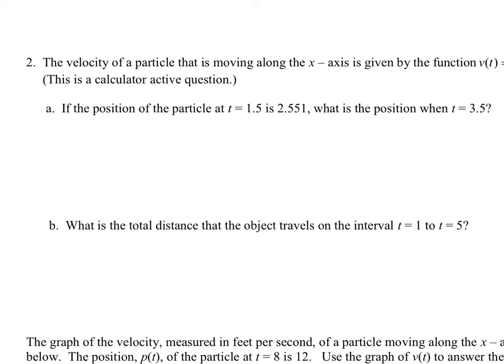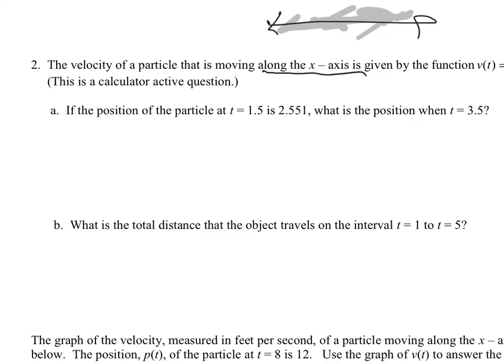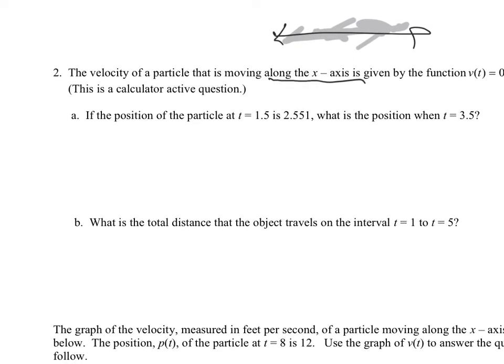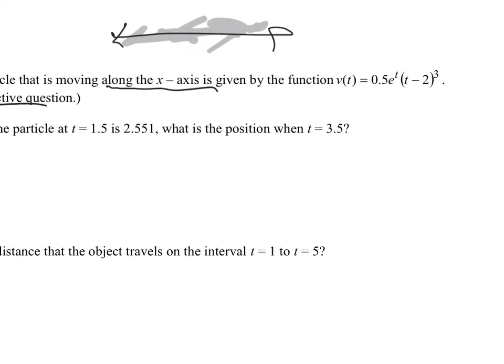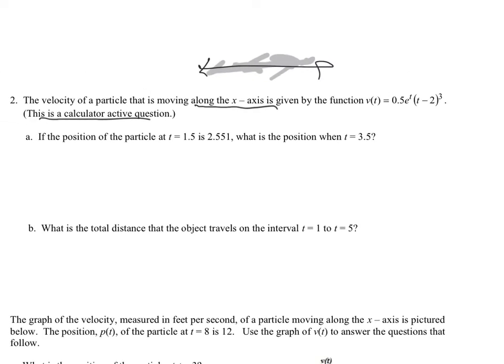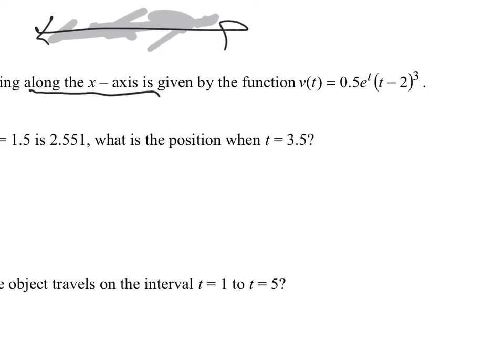Second problem. The velocity of a particle moving along the x-axis. It's very common to have a particle that is just moving back and forth. It starts here and goes backwards here, goes back here, stops here, just keeps changing directions. And this is a calculator problem, so I will have to pull out a couple of screens for you. This is kind of cool because we get to integrate with our calculator, and we've had that lesson already. This is an exponential function times a cubic.